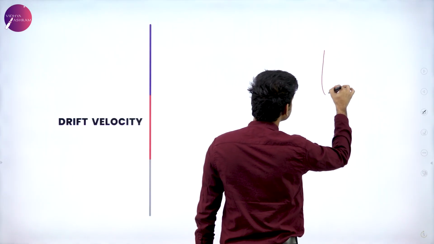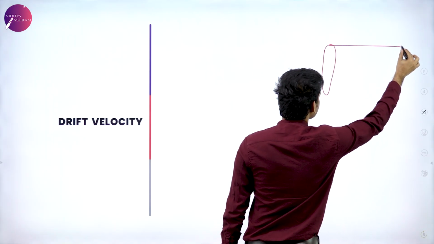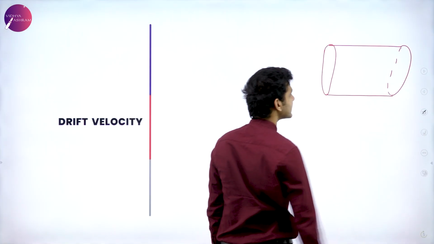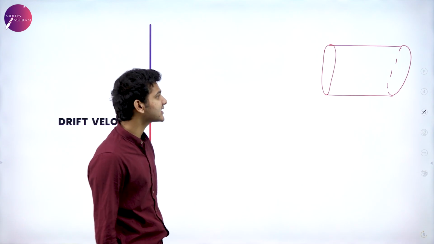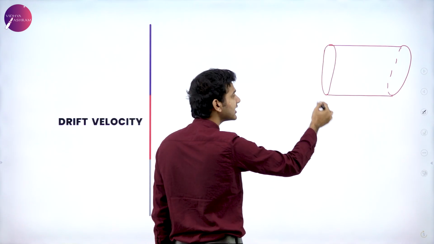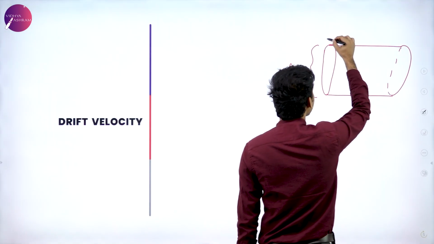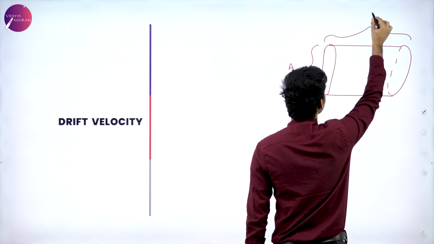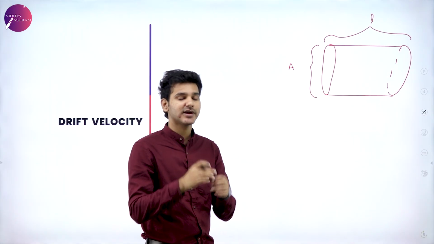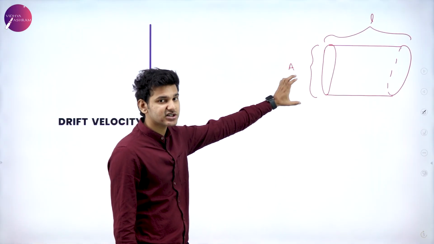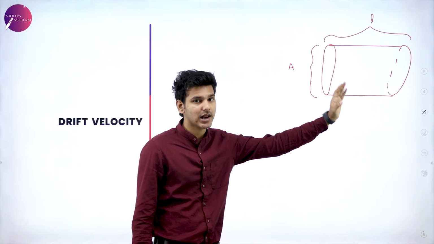In order to understand drift even more, I'm going to consider a conductor which is cylindrical in shape. Let's say this is my conductor, which is cylindrical in shape, and it has a cross-sectional area, that is, this particular area is A. So this is the cross-sectional area A, and it has a length of L. I'm considering a piece of metal wire, let's say it's copper, which has a cross-sectional area of A and a length L.